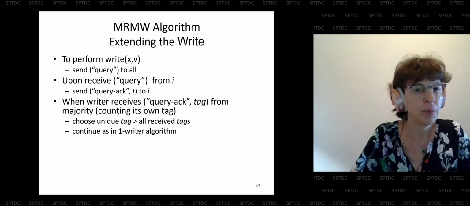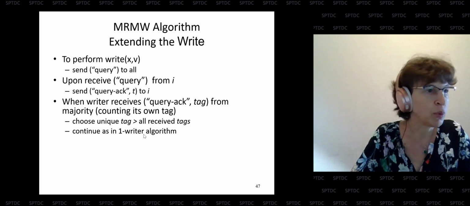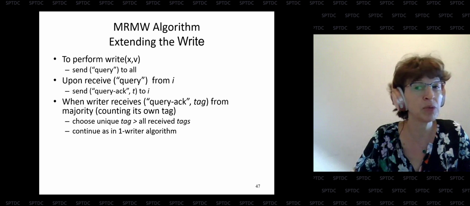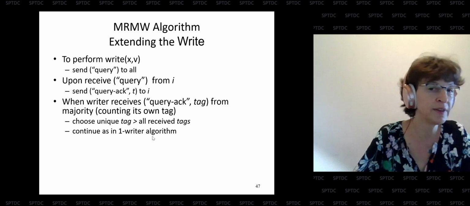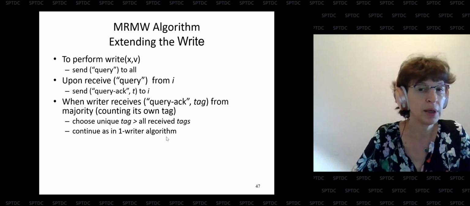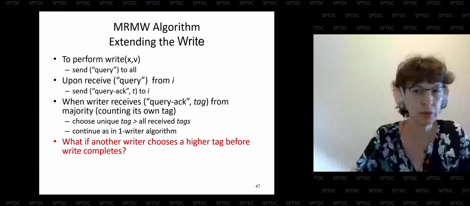And once we hear from a majority, we pick a tag that is bigger than the one that we read in the majority, because we know that every write that is already completed, that is not overlapping our write, has already written to a majority, and every two majorities intersect, so we are sure to find the tag of every completed write and to use a bigger tag, okay? And then we continue.